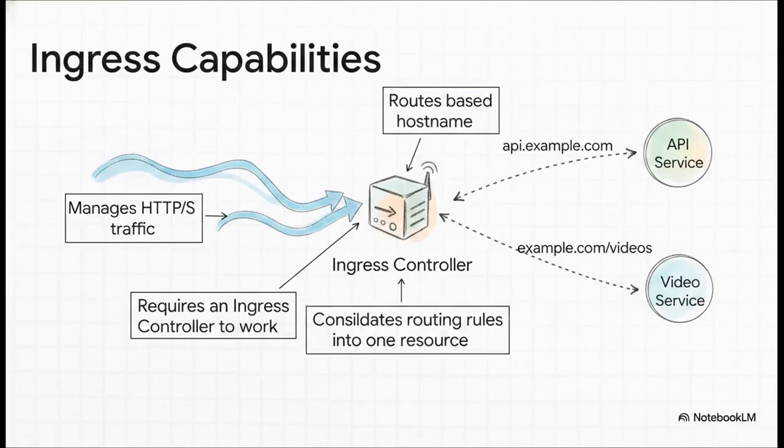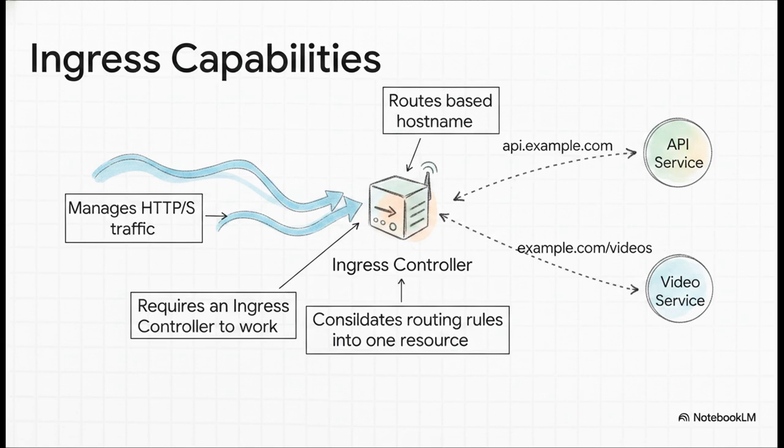And this is what makes it so smart. It's not just blindly forwarding traffic. It can look at the host name. So requests for api.example.com go to your API service, while requests for blog.example.com go to your blog service. Or it can look at the URL path. So example.com/videos goes to one service and example.com/images goes to another.